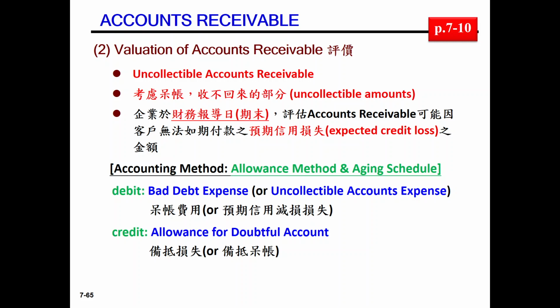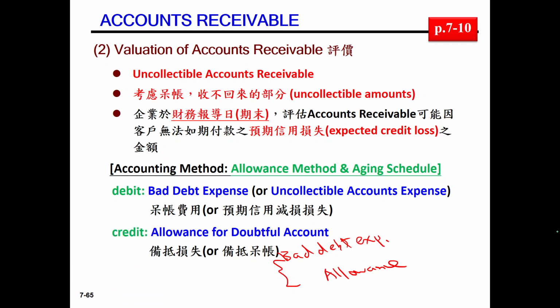So how about the amount? We know the journal entry. So what's the amount we are going to use? Which method do we use to estimate the amount? Debit, bad debt expense, right? Credit, allowance for doubtful accounts.